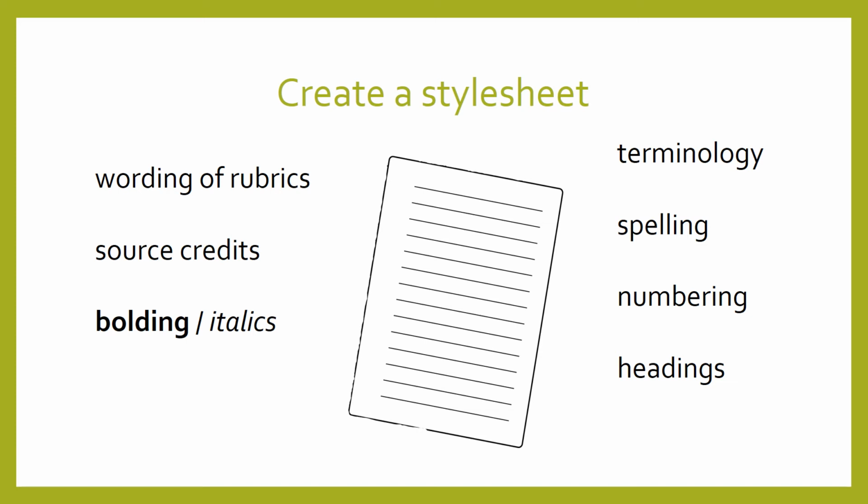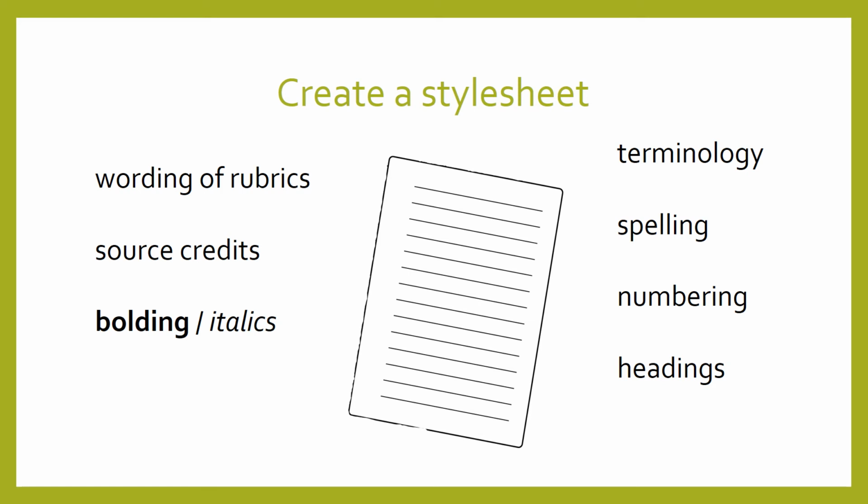One way of achieving this clarity is to create a style sheet as you're writing materials. Now this is something that happens a lot in the publishing process and is usually done by an editor who makes, if you like, a list of the things that are going to be used throughout the materials. So what terminology is going to be used to make sure it's consistent? What spelling rules? So are you going to use ISE or IZE spellings, for example? How is the numbering going to work? What kind of headings are you going to have? Make sure the wording for rubrics is the same.